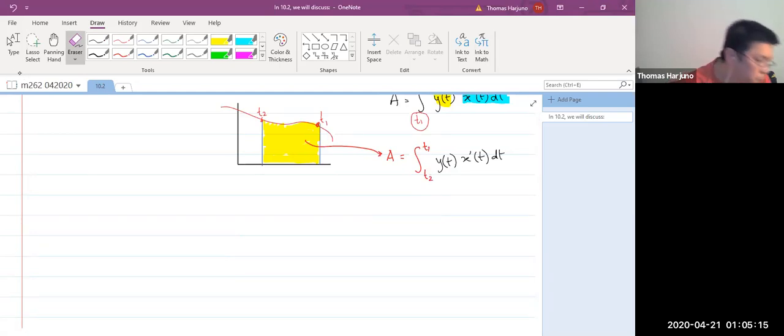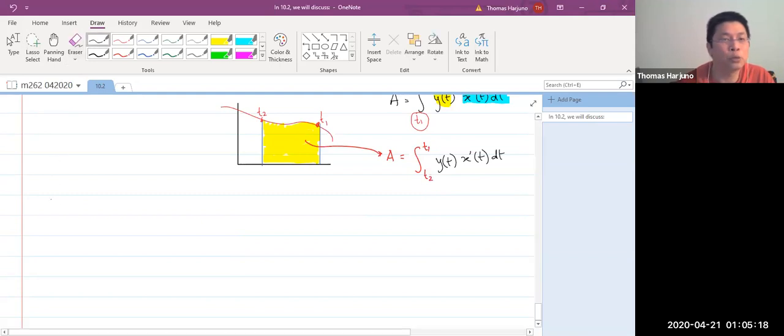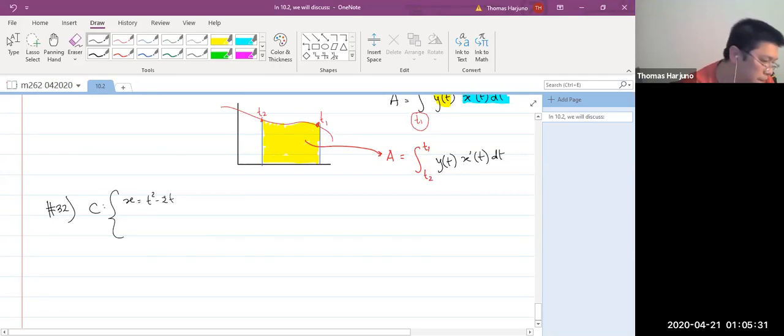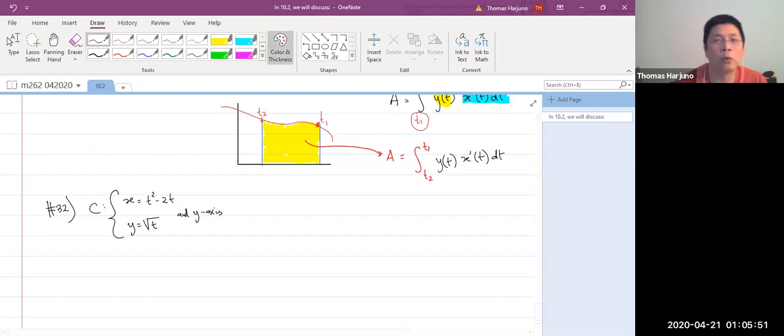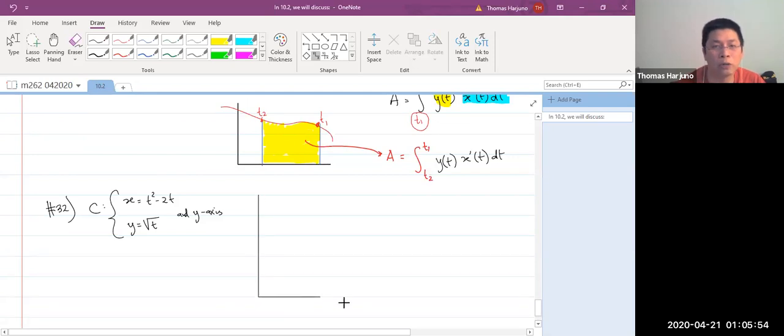Now, let's say for example I do number 32. Number 32, we have the curve given by x equals t squared minus 2t, and y equals the square root of t, and bounded by the y-axis. Hold on. The y-axis, I need to find the area to the y-axis. Hold on. I need to slow down here.